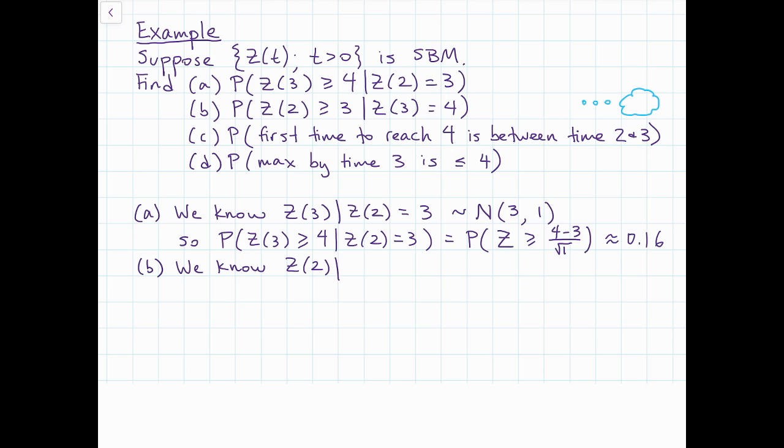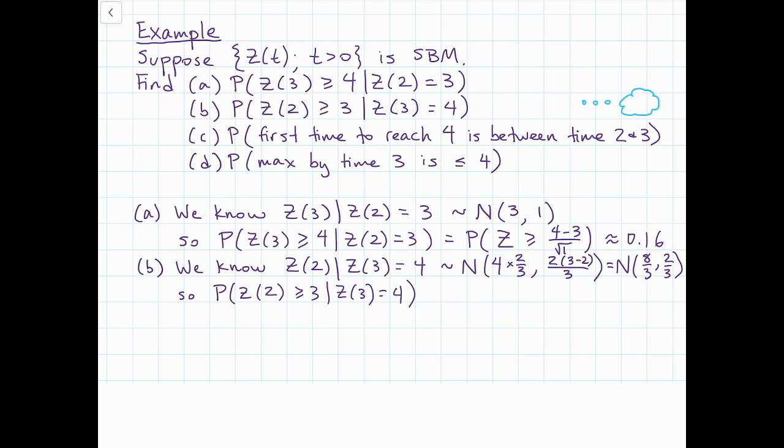For B, we can use the property 3b to look at the distribution of Z of 2 given Z of 3 equals 4. Well, that's going to be normal with mean 4 times 2/3, because b is 4 here, and we're looking at what happens 2/3 of the way along this interval. And the variance is just 2 times 3 minus 2 all over 3. So that's a normal with parameters 8 over 3 and 2 over 3. And we're looking for the probability that this random variable is greater than or equal to 3. So again, standardizing, we'll subtract the mean and divide by the standard deviation. So 3 minus 8 over 3 over the square root of 2/3. And that gives us a probability of approximately 0.65.